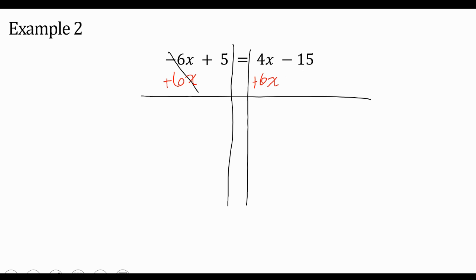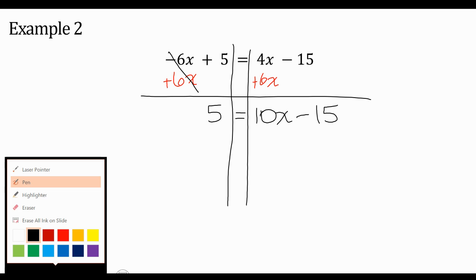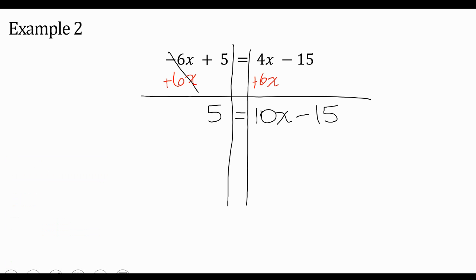So now these 6x's cancel out. Bring down your 5. Bring down your equal sign. 4x plus 6x gives us 10x. And then we're just going to bring down that minus 15, which now we have a two-step equation and we're going to solve like we have been solving.